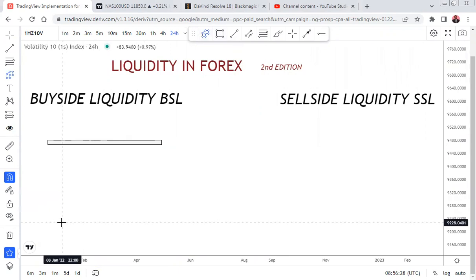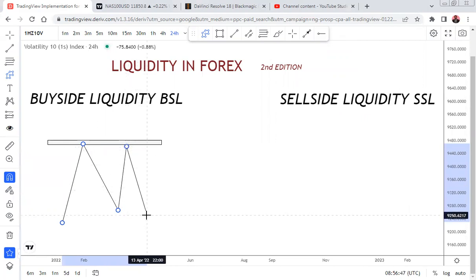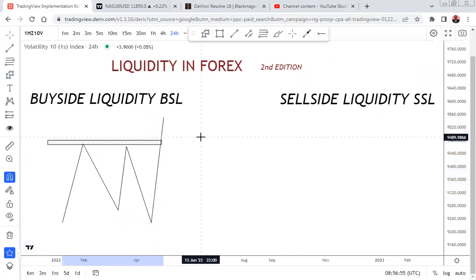So you have, let's say, a bullish market, price comes like this, and then price was supposed to make a higher high, couldn't make that, so that high comes and makes another low, and then boom. So this is what is referred to as buy-side liquidity, or BSL. Previous sellers are here.